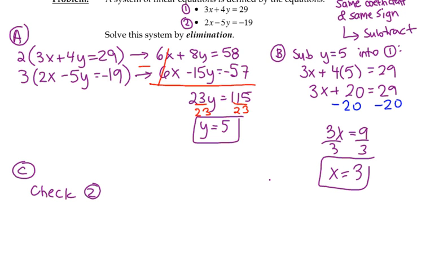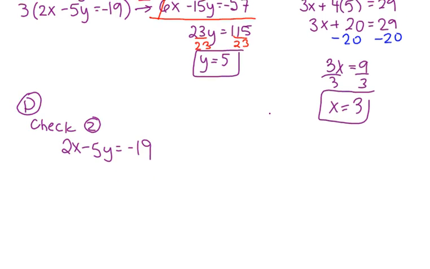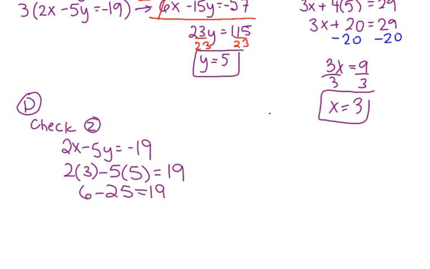I should almost call this, I don't know if this is going to mess up your notes, but B, C, D. Okay, so check with 2. Our 2 equation was 2x minus 5y equals negative 19. So you know how to do this drill. Same thing as always. So we should have 2 times 3, which is 6, minus 5 times 5, or 25, should equal 19. Negative 19, sorry. And that does equal negative 19.